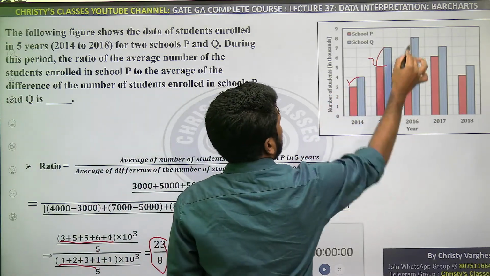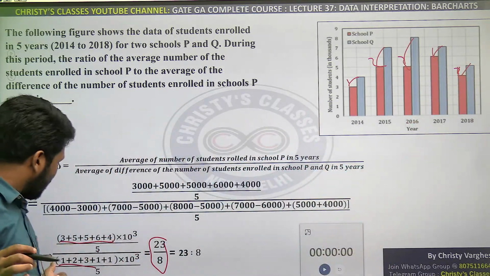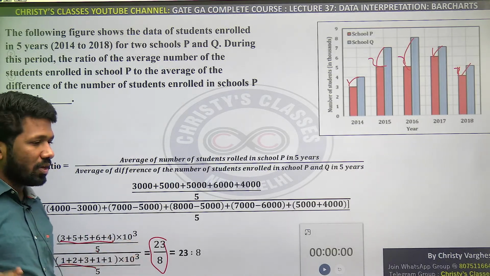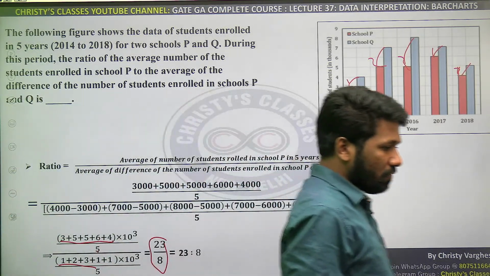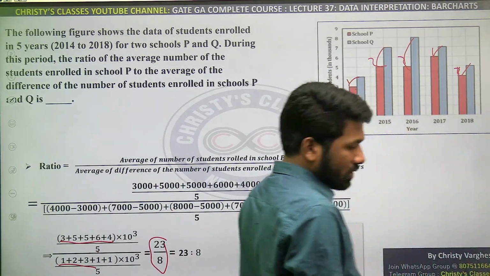1, 2, 3, 1, 2. Sorry, 1. That difference is average. 1 plus 2 plus 3 plus 1 plus 1 divided by 5. 5 cancels, so 23 by 8 only remains. All of you understood? That is how to do that question.